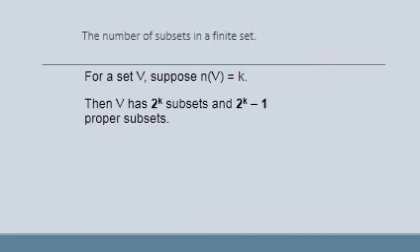Now, let us see how I can find the number of subsets in a finite set. How can I know the total number of subsets that I can form? Every time you need to find the number of subsets, you have to calculate 2 to the power of k, where k is the number of elements, and 2 to the power k minus 1 for proper subsets.